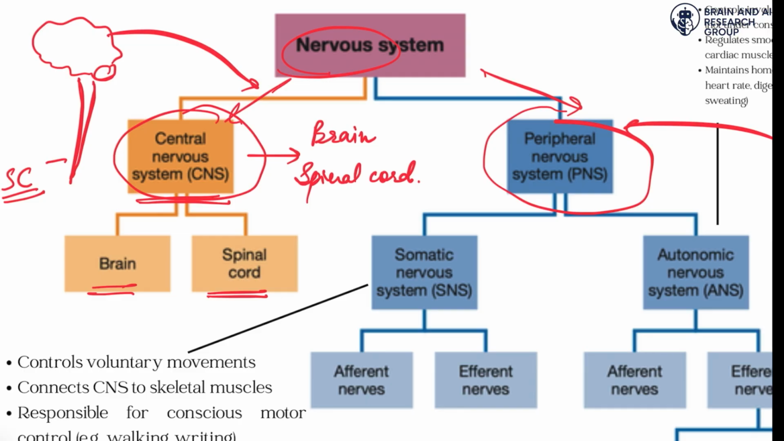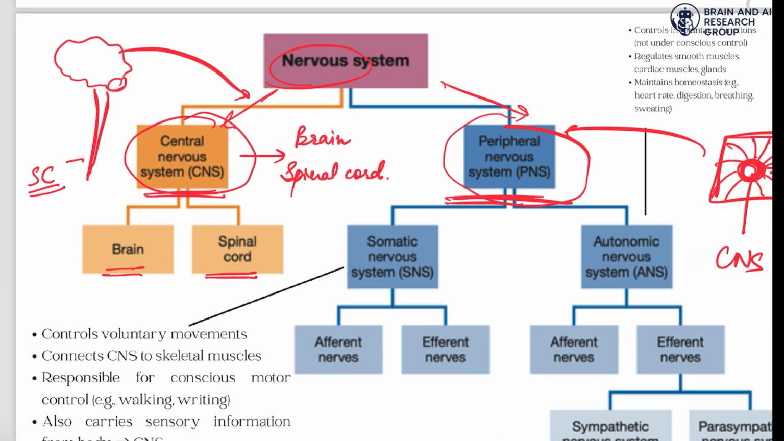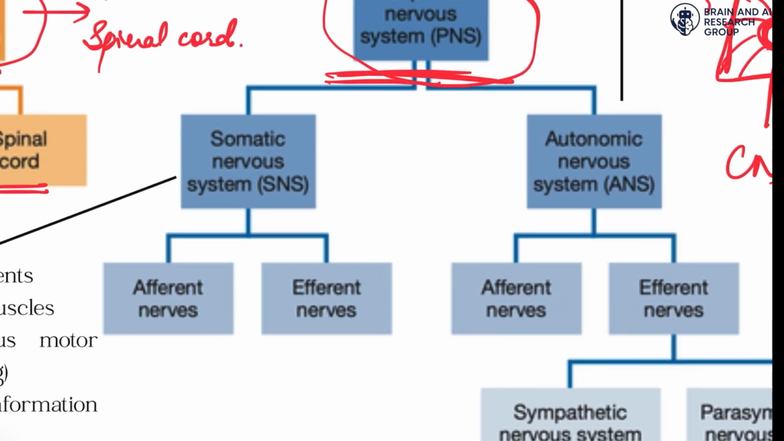Okay. Then the second bifurcation is your peripheral nervous system. What is happening at the periphery? What is happening at the boundary? What all is happening in your entire body other than your brain and your spinal cord, how all the functions are being controlled, is taken care of by these functions. Now further, your peripheral nervous system has two other important aspects. One is your somatic nervous system and one is your autonomic nervous system.